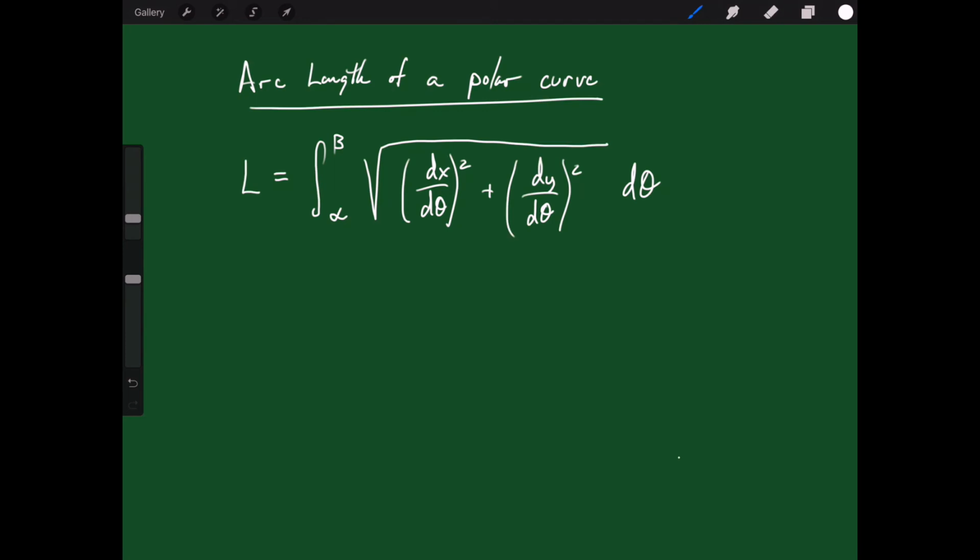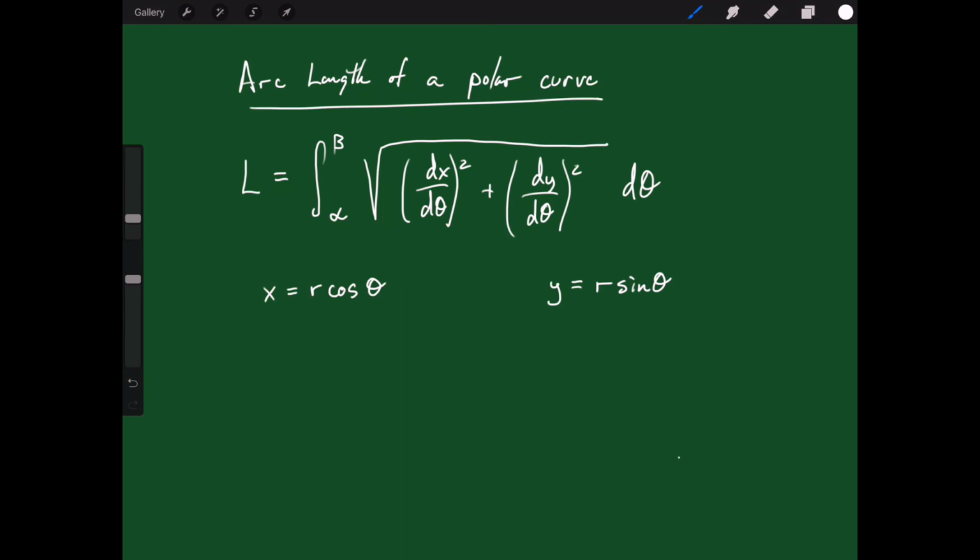So the derivative of x with respect to the variable theta, and I've got dy d theta, which is the derivative of y with respect to the variable theta. But we know something about x and y when it comes to polar. I know that x is equal to r cosine of theta, and I know that y is equal to r sine of theta. So if we want to talk about the derivative of x with respect to theta, or the derivative of y with respect to theta, we can do that.